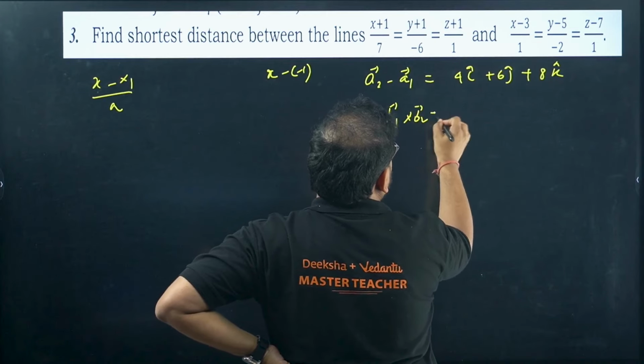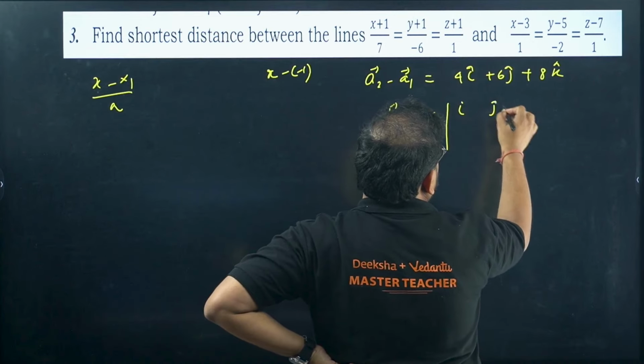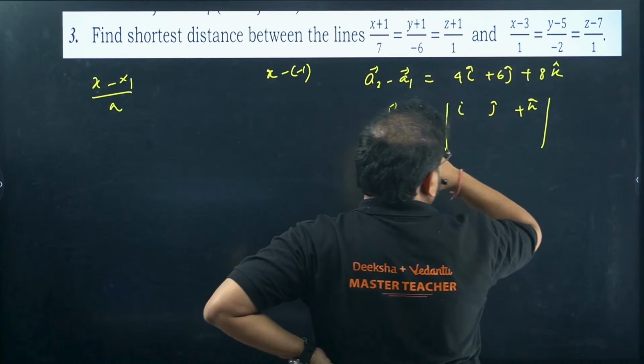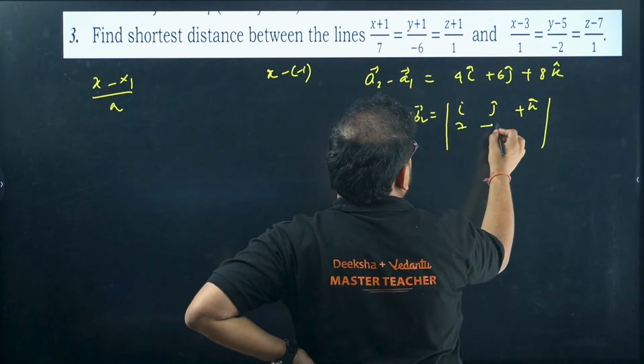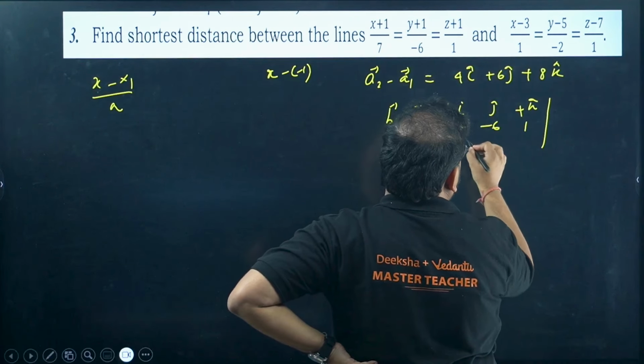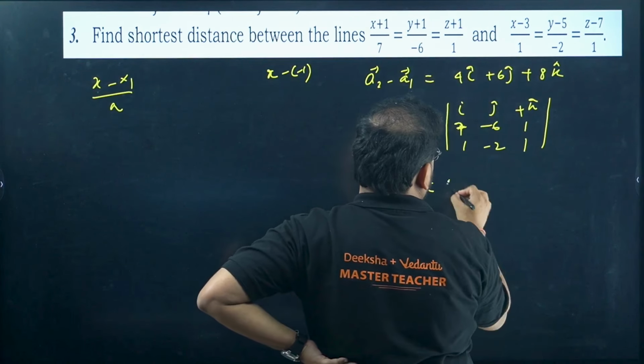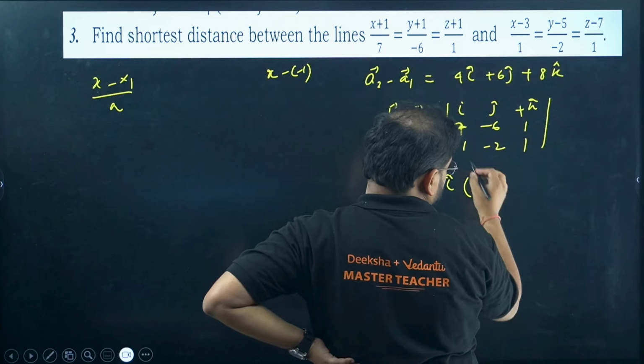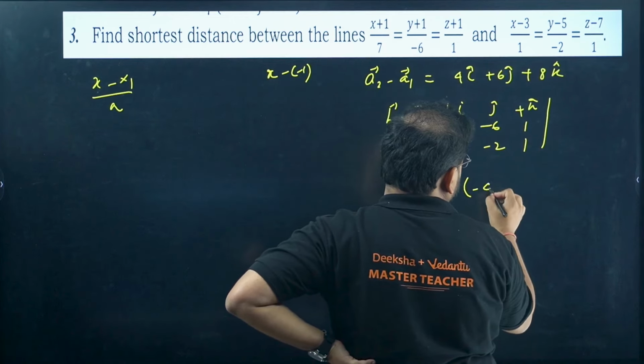Let's find that quickly. We have i, j and k. Okay, that's 7 minus 6, 7 minus 6 and 1, 1 minus 2 and 1. So we get minus 6 plus 2, right? That's going to be minus 4.